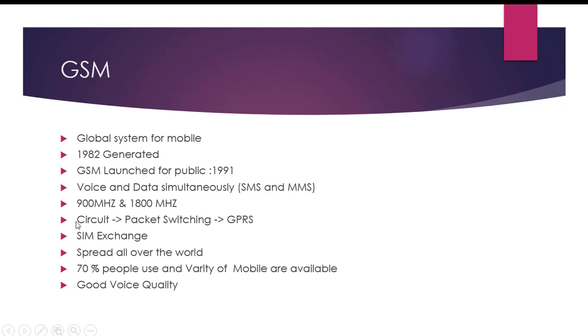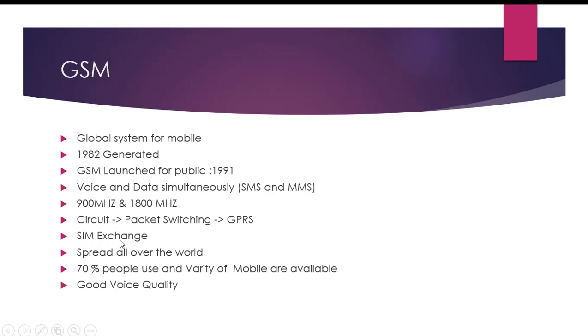First of all, it used circuit switching, then it switched to packet switching, and later on GPRS was also implemented in GSM, right? And when we have GSM plus GPRS, we call that generation 2.5G. Okay. Now, another thing, GSM is only possible because of SIM.